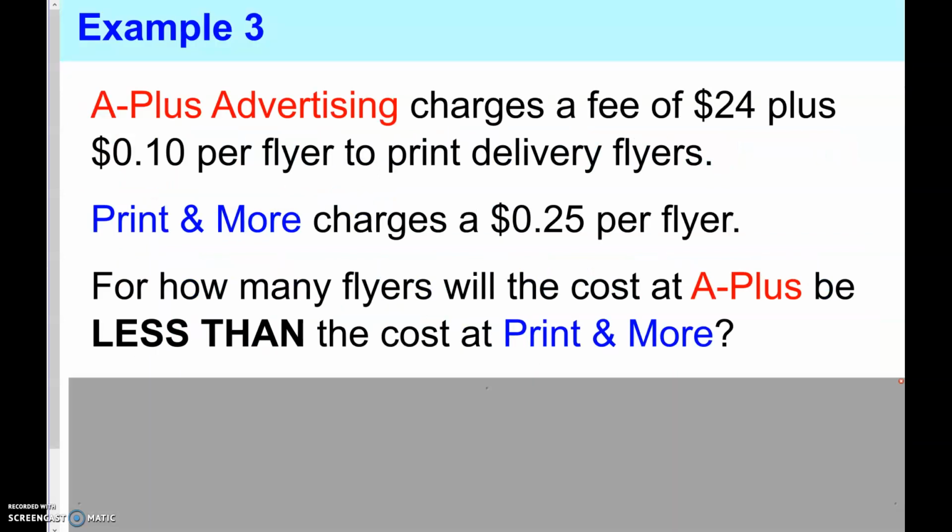So the first problem we're going to go through is a real life kind of problem. A+ Advertising charges a fee of $24 plus 10 cents per flyer to print delivery flyers. Another company, Print and More, just charges you 25 cents per flyer. For how many flyers will the cost at A+ be less? So at some point in time, they're exactly the same. And then from that number, if you go more than, one company is a better deal, and if you go less than, the other company is a better deal.